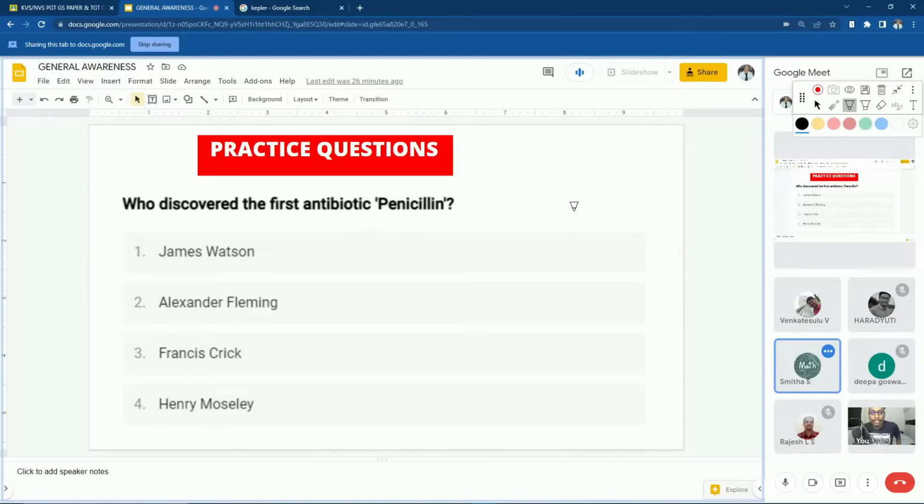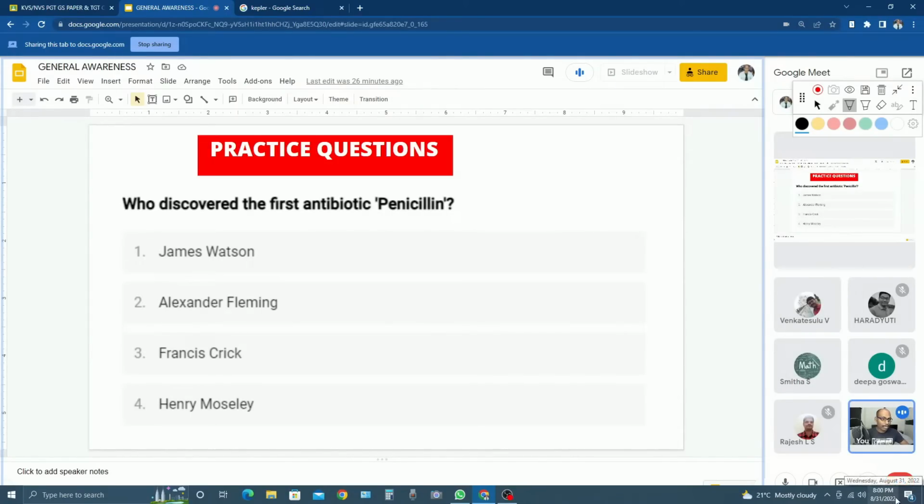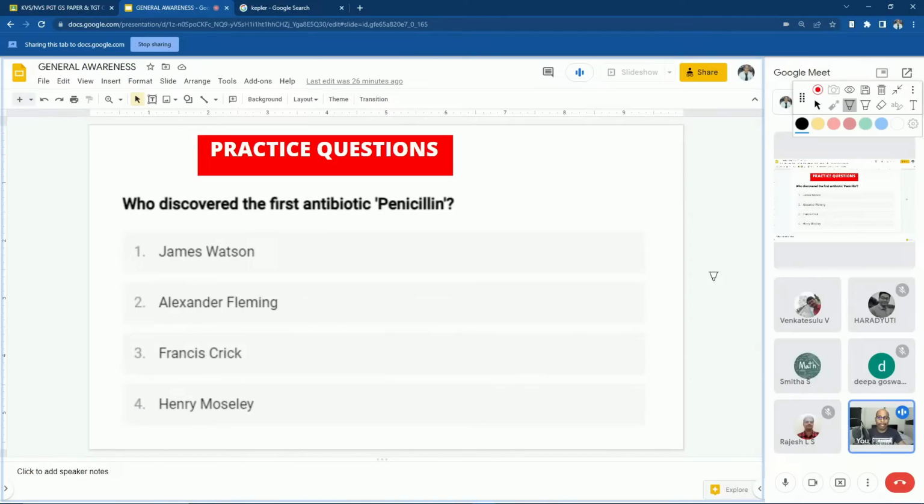Sir, am I audible, sir? Yes, ma'am. Is it raining very heavy in Chennai? Not in Chennai, sir. I'm in Kerala now. Okay. There is a heavy rain alert given by the meteorology department. In Karnataka also, yes, sir. It is given heavy rain. Okay, let us continue, ma'am.